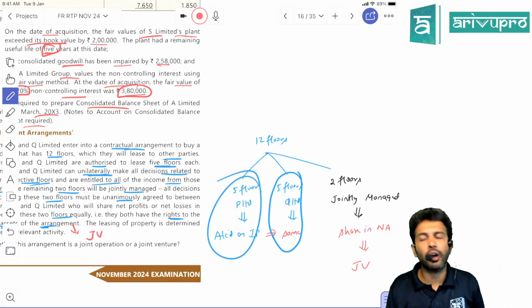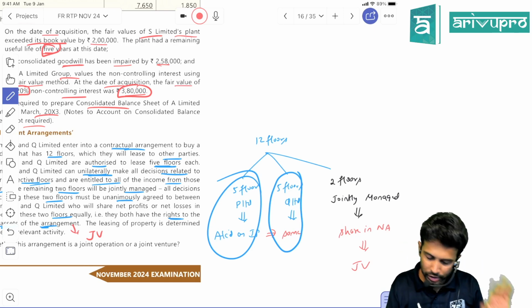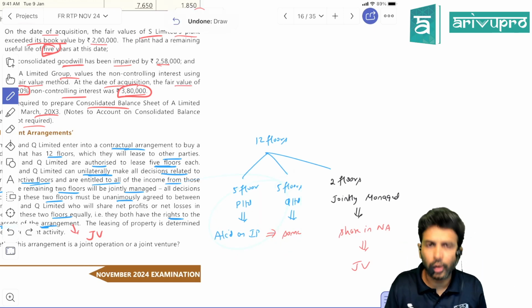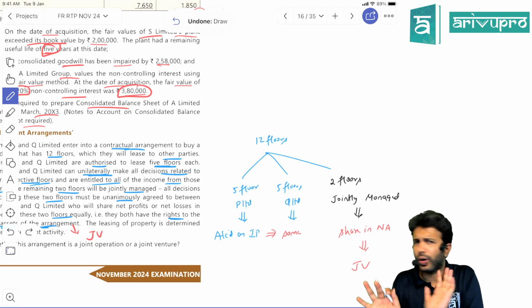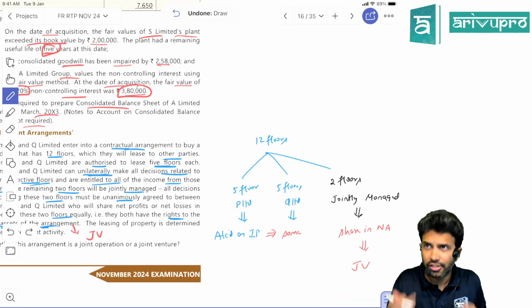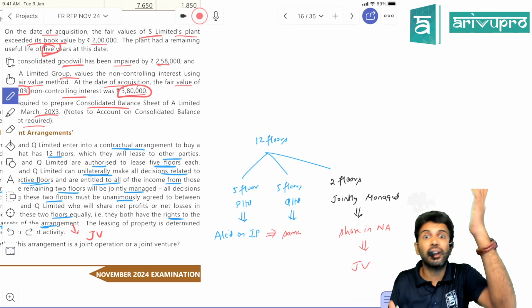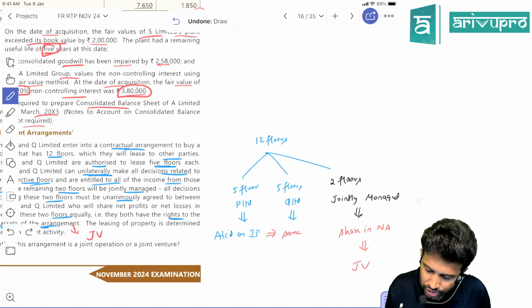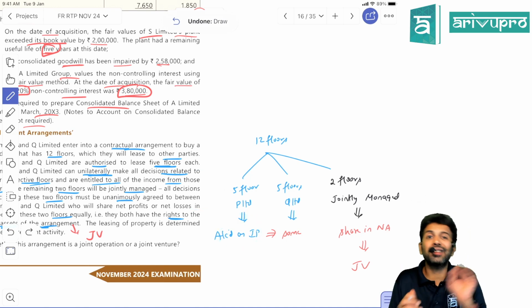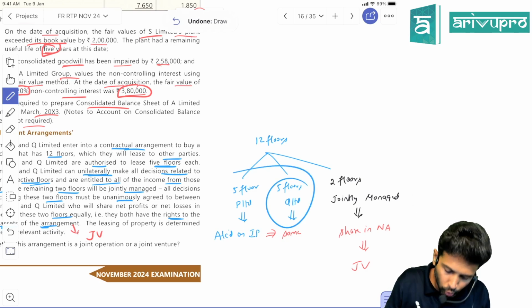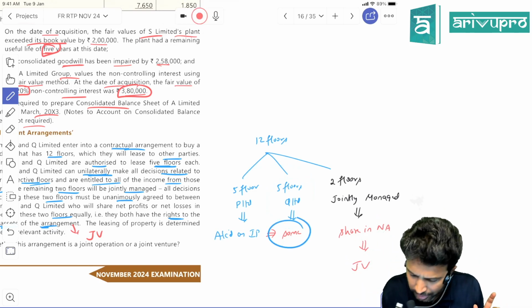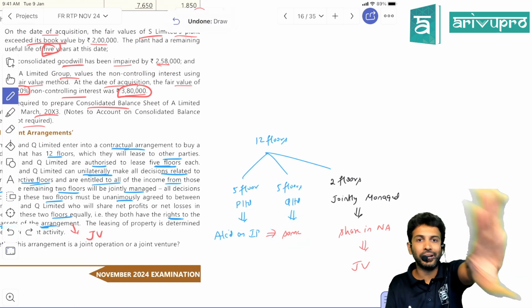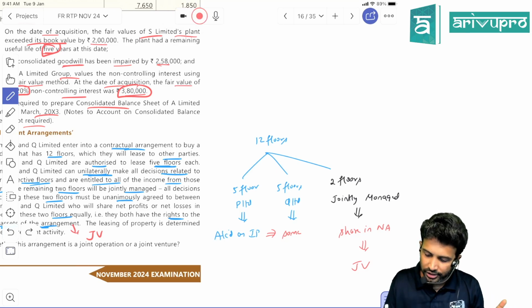Similarly, for the other floors, all the decisions P can take individually. Since they want to lease it out, and they have control over these assets, what does P Limited have to do? This is not a joint arrangement, right? They have control over this. Since they're planning to lease it out, it becomes investment property. So P Limited has to show these 5 floors in their books as investment property. Similarly, Q has total control over its 5 floors. So this will be recorded as investment property by Q Limited in their books.